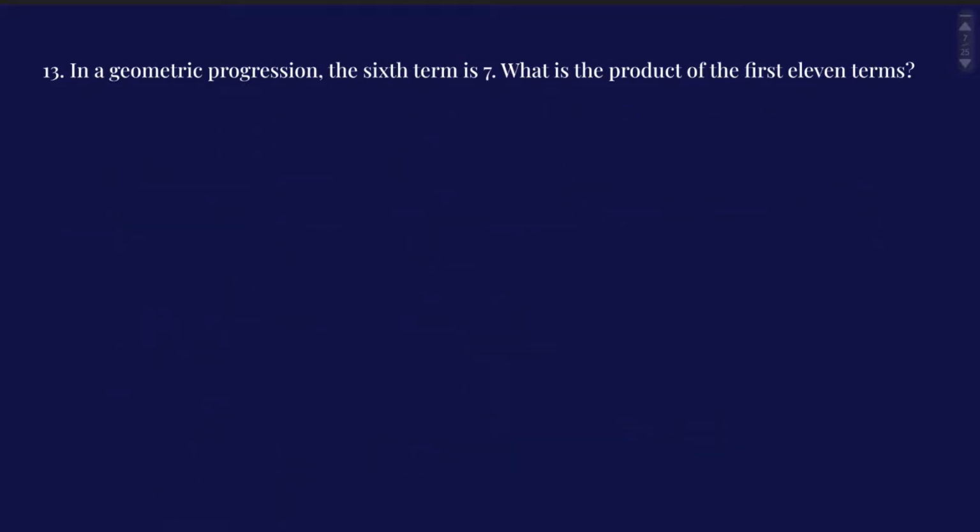So let's look at this question now. In a geometric progression, the sixth term is 7. What is the product of first 11 terms? So the sixth term is nothing but a into r to the power 5, which is given to us as 7. We are asked to find the product of first 11 terms. So the first term is going to be a, the next term is ar, and this goes on till a into r to the power 10. This is going to be our 11th term. So a is going to get repeated 11 times.